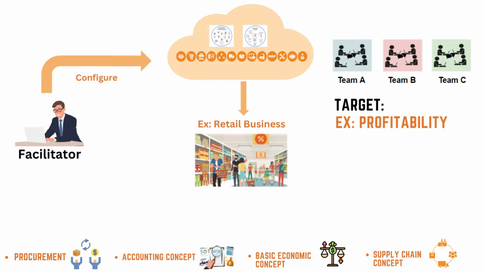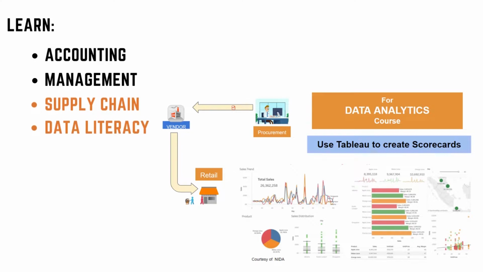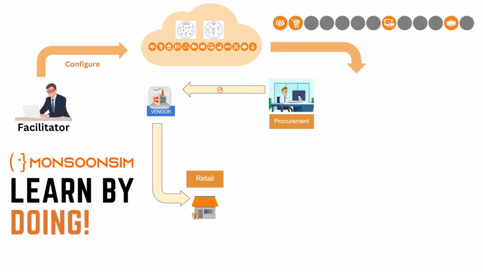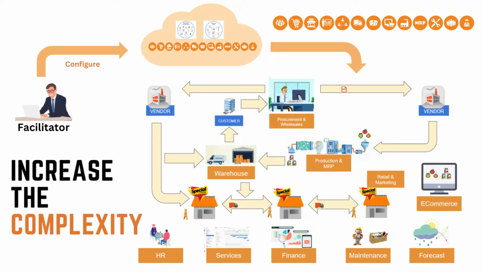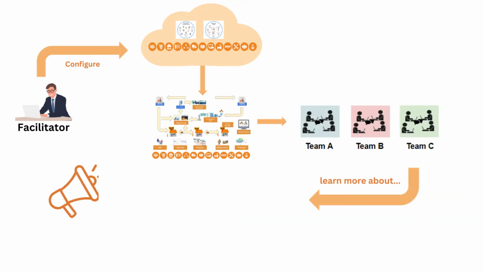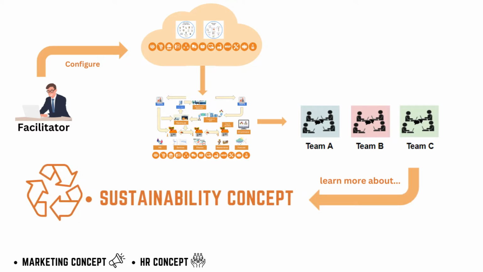By running a simple retail business game, students could easily learn accounting, management, and supply chain in addition to data literacy. In MonsoonSIM, students learn by doing. Teachers could increase the complexity of the game so students can learn more. For example, students can promote their products, deal with staff shortages, manage carbon emissions, and more.